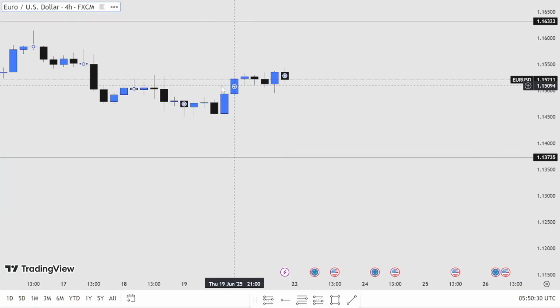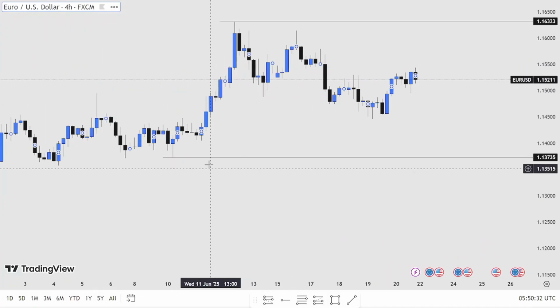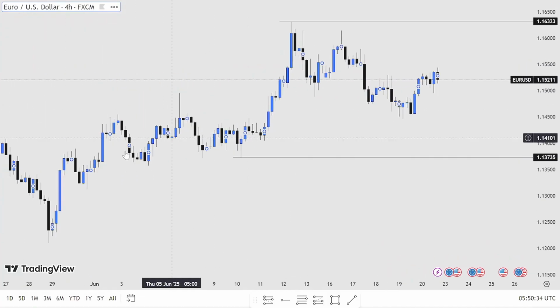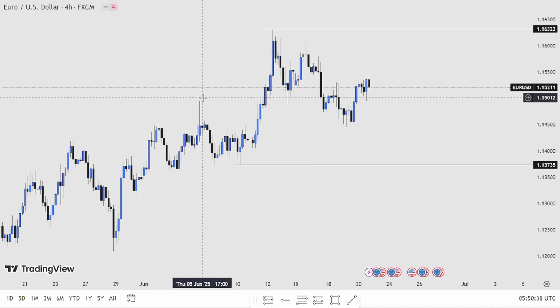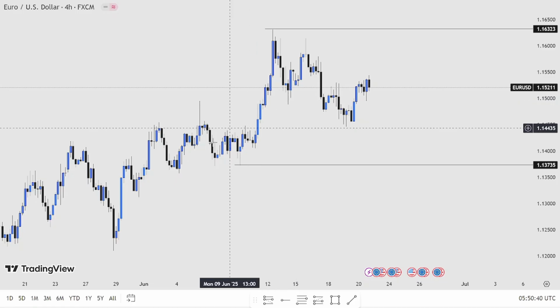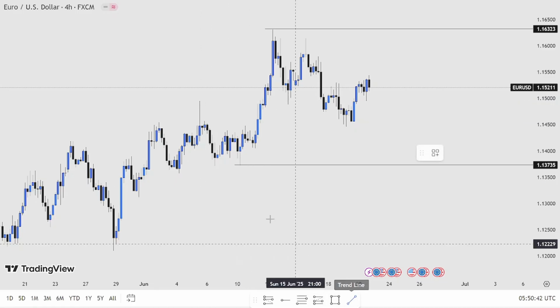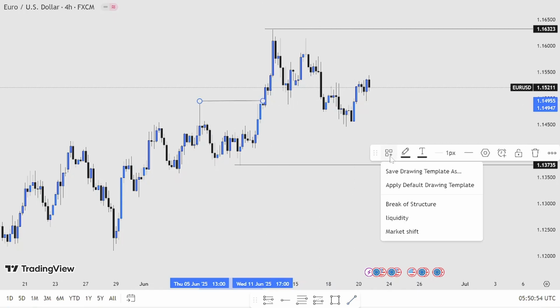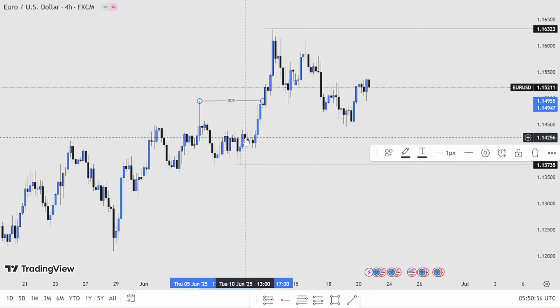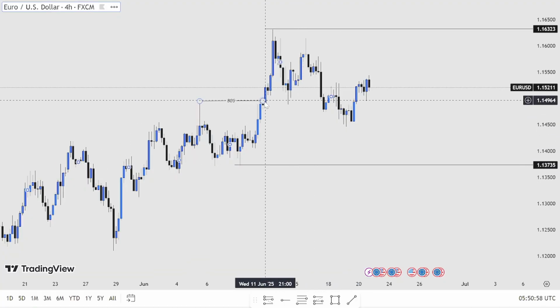We go to the 4 hour time frame next. On the smaller time frame, we just look at the structure. So we see this is the last break of structure. This is our last break of structure going up.